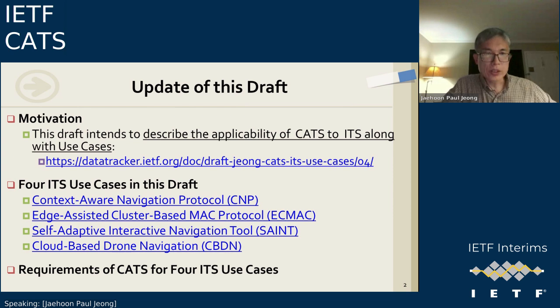Okay. So the motivation is we try to complement the existing CATS ITS use cases. Already we have good use cases, but my opinion is we can accommodate more useful CATS ITS use cases like context-aware navigation protocol, edge-assisted cluster-based MAC protocol, self-adaptive interactive navigation protocol, and cloud-based drone navigation.